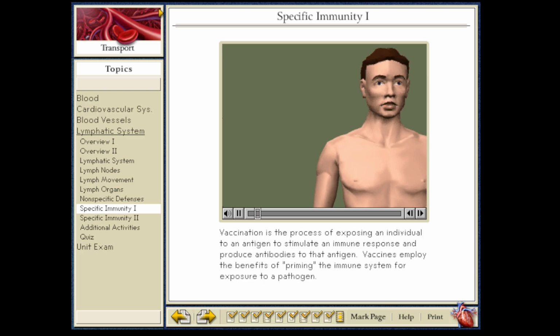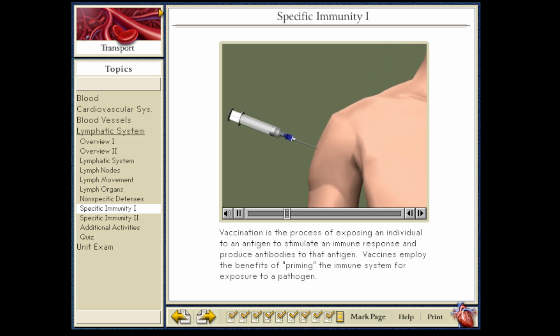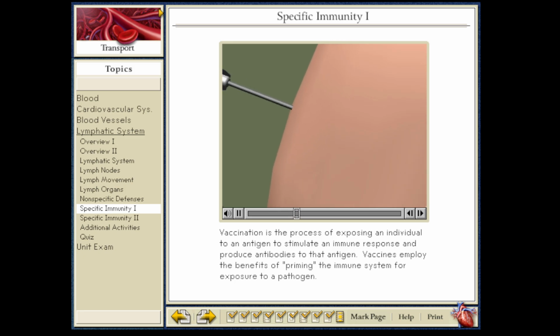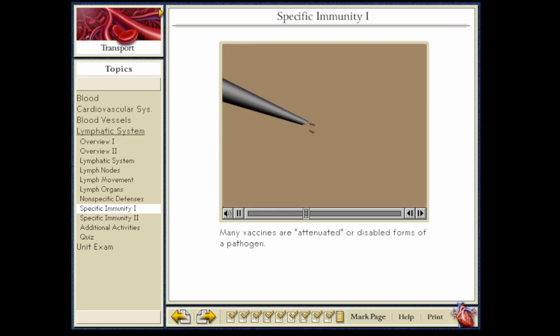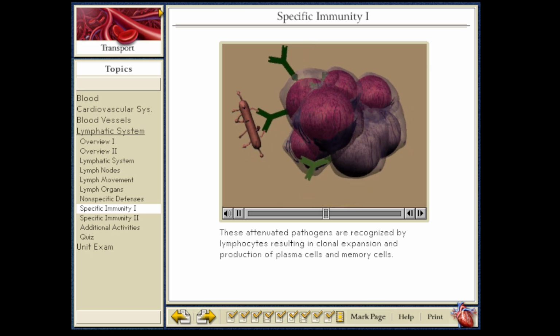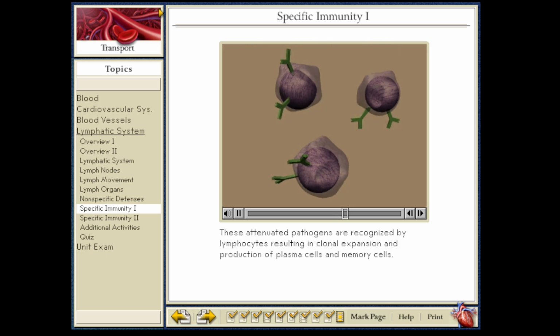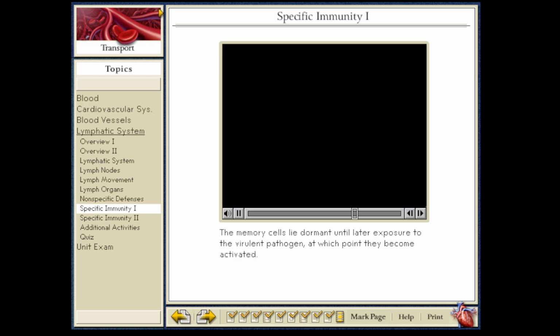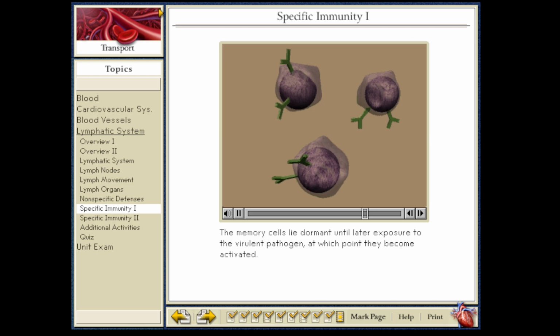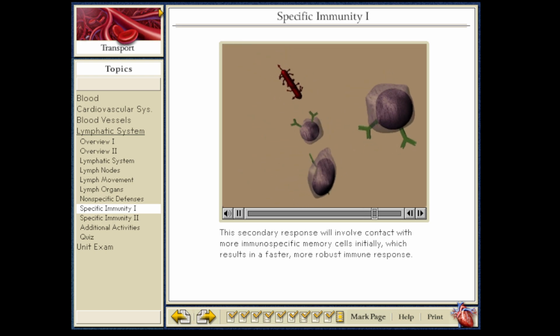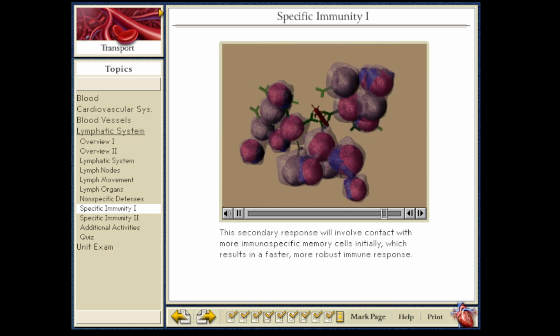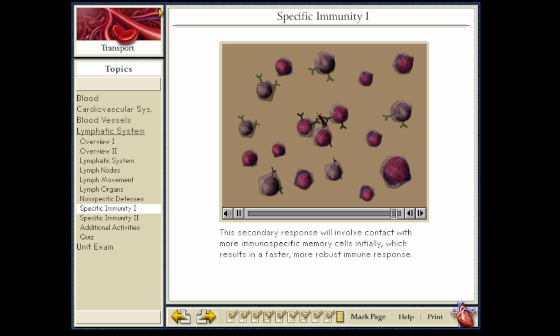Vaccination is the process of exposing an individual to an antigen to stimulate an immune response and produce antibodies to that antigen. Vaccines employ the benefits of priming the immune system for exposure to a pathogen. Many vaccines are attenuated or disabled forms of a pathogen. These attenuated pathogens are recognized by lymphocytes, resulting in clonal expansion and production of plasma cells and memory cells. The memory cells lie dormant until later exposure to the virulent pathogen, at which point they become activated. This secondary response will involve contact with more immunospecific memory cells initially, which results in a faster, more robust immune response.